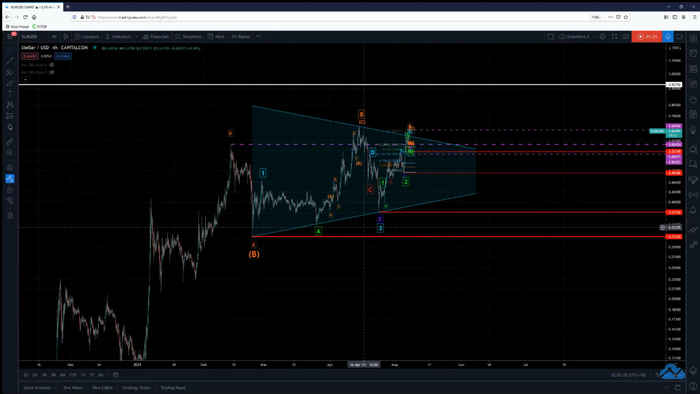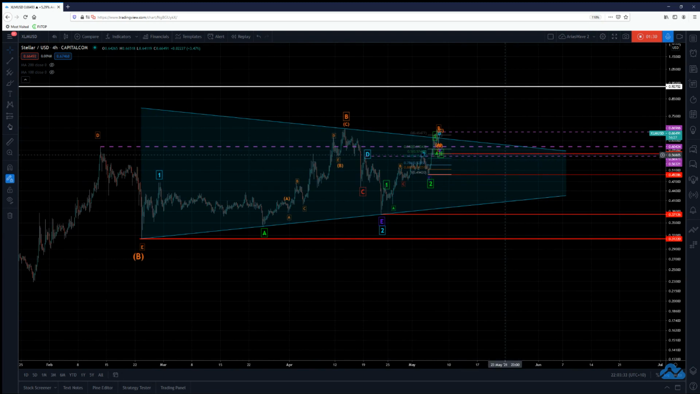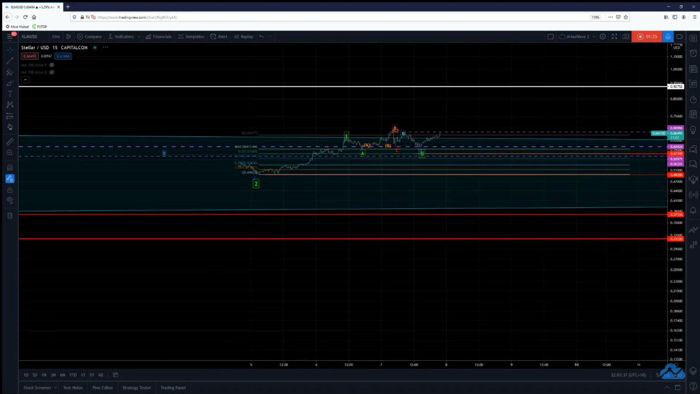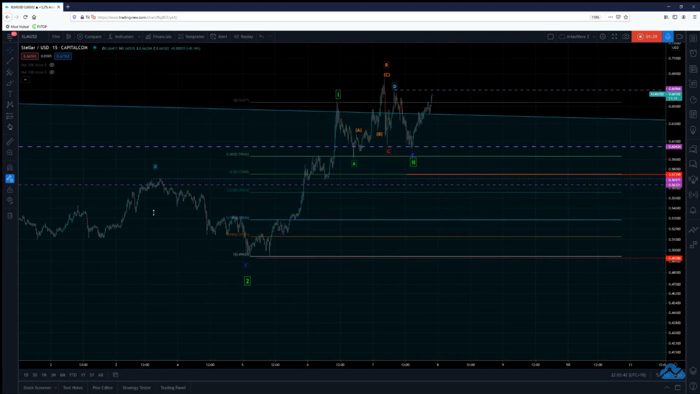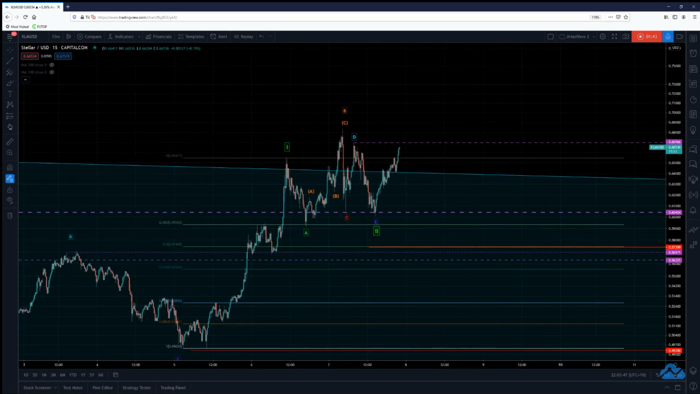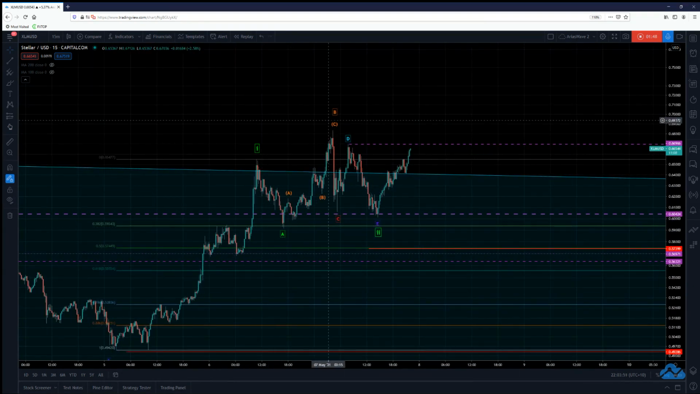Anyway, I really don't need to go through all these patterns right now, but I do want to focus on the current price action. So let's go to the 15-minute chart. If you would have looked at my last idea, I relabeled and said that this is a CDE pattern. If you haven't seen a CDE pattern before, you're looking at one right now.